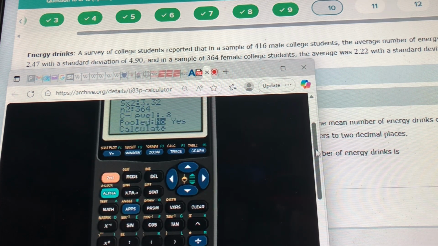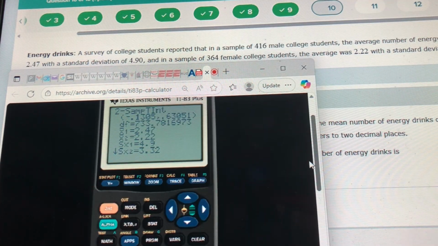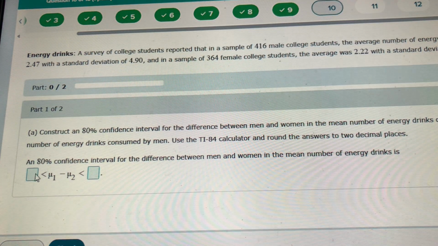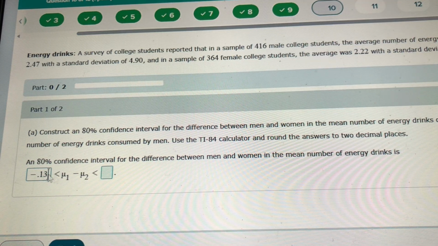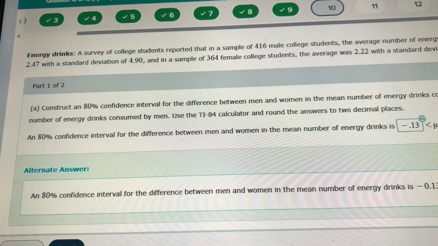And calculate. And we're going to wonder if 0 is in the interval. And 0 is in the interval because the first answer is negative and the second answer is positive. Round to 2 decimal places, so I'm going to put negative 0.13 and positive 0.63. Because 0 is in that interval, it's possible these two groups are equal. The men and the women could be equal in their energy drink consumption.